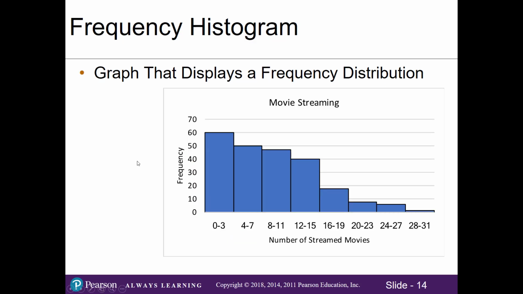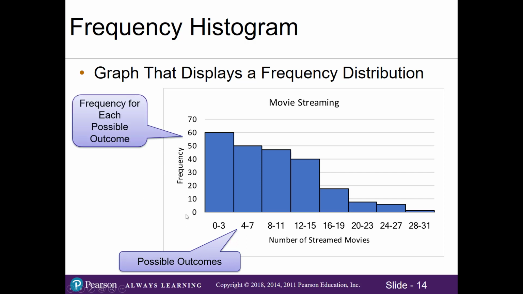This is a graph that displays the frequency distribution of what we just set up. Down below are the possible outcomes. These were the classes that you had come up with, 0 to 3, 4 to 7, and so on. And on the left here in the y-axis, we have the frequency for each possible outcome. Recall there were 60 that identified 0 to 3 movies, 50 for 4 to 7, and so on. This is how we display a frequency distribution, and it's known as a frequency histogram.